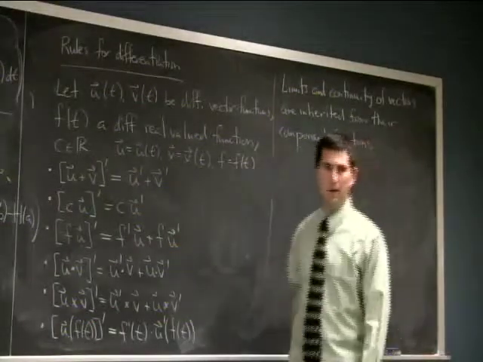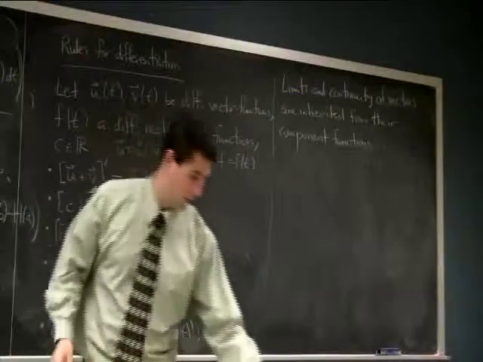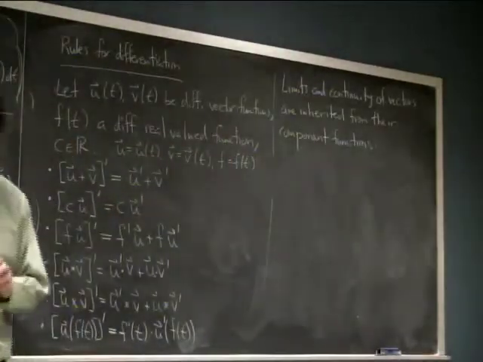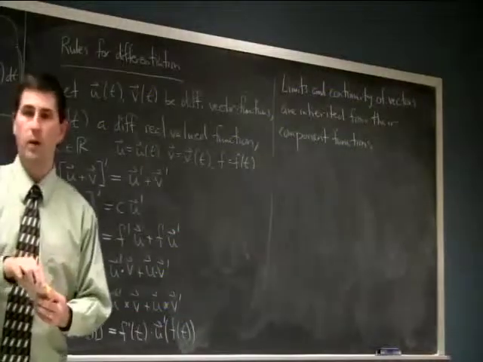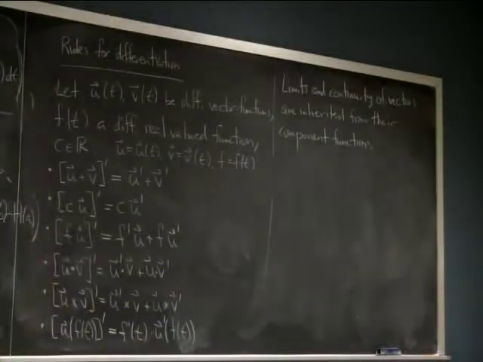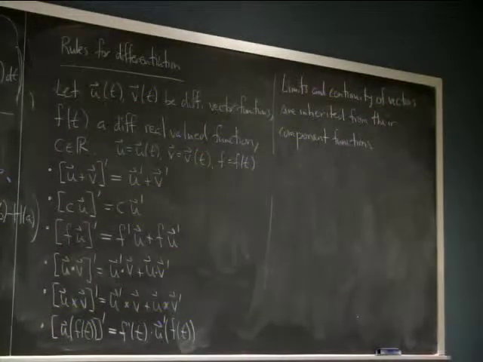Everybody understand what I mean by that? If you want to check if a vector field F is continuous at a point, you just check whether P, Q, and R are continuous at that point. If you want to check what the limit is at a point, you just check the limit of P, Q, and R.